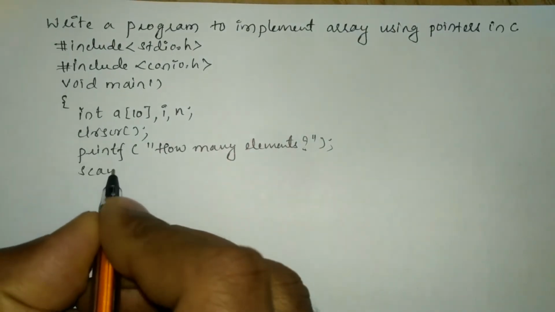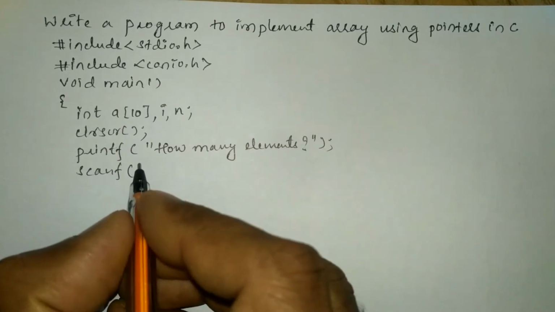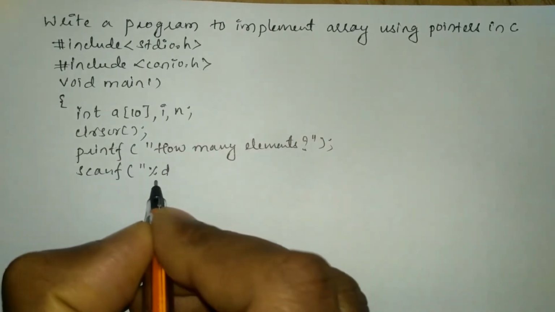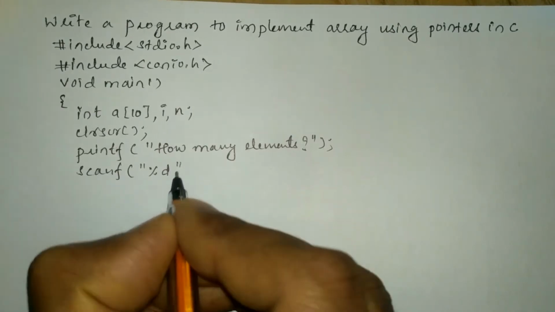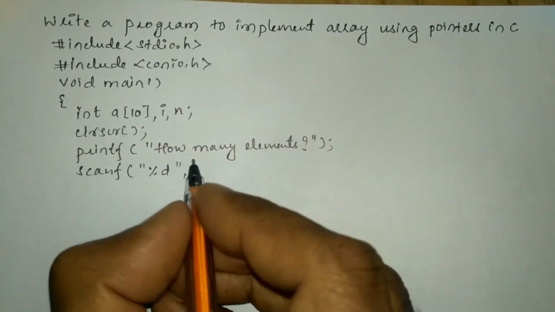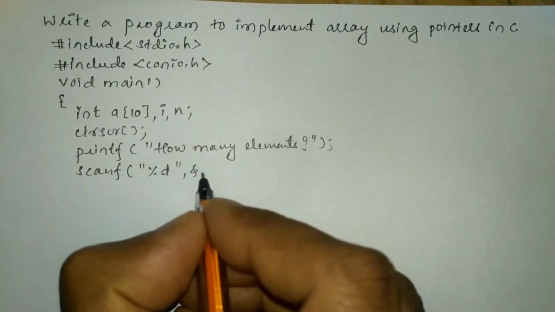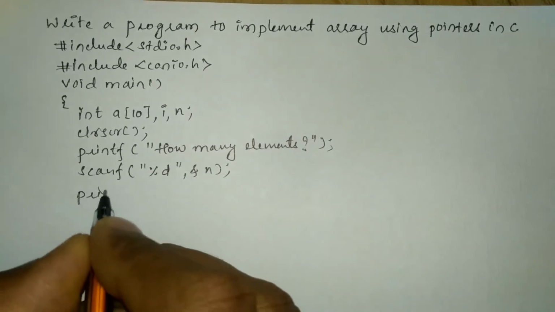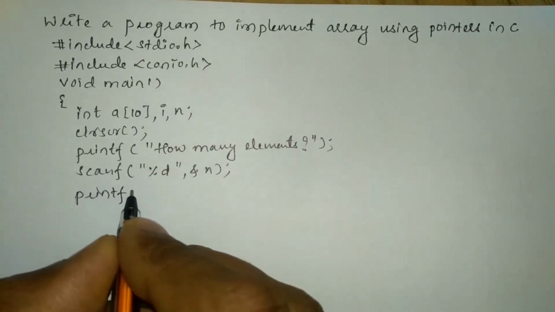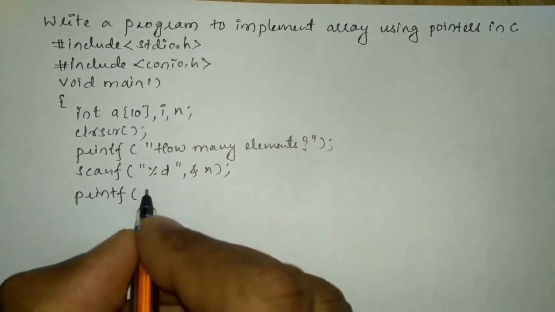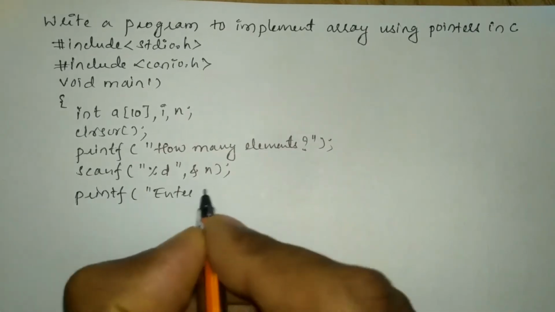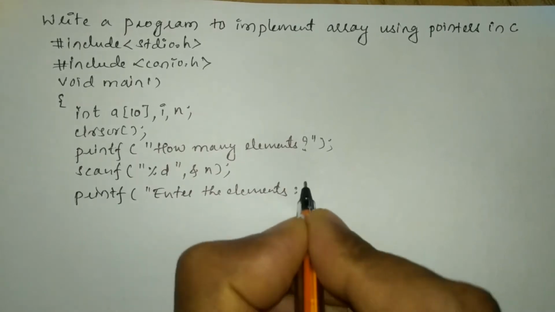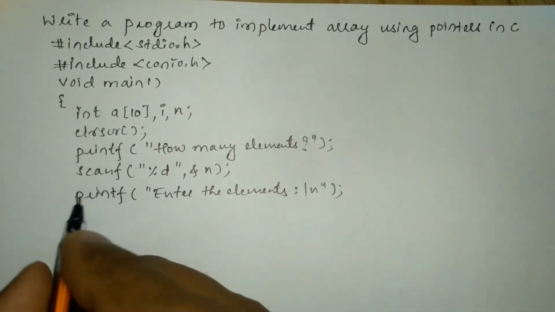Now we are going to receive the response from the user through the keyboard using the scanf function. So here in double quotation marks, we'll write %d format specifier for integer type of data, put comma, and here we'll write ampersand of variable n. Next, we'll ask the user to enter the elements one by one using a printf statement. Here in double quotation marks, I'm going to write enter the elements, so \n, end the double quotation mark and put a semicolon.